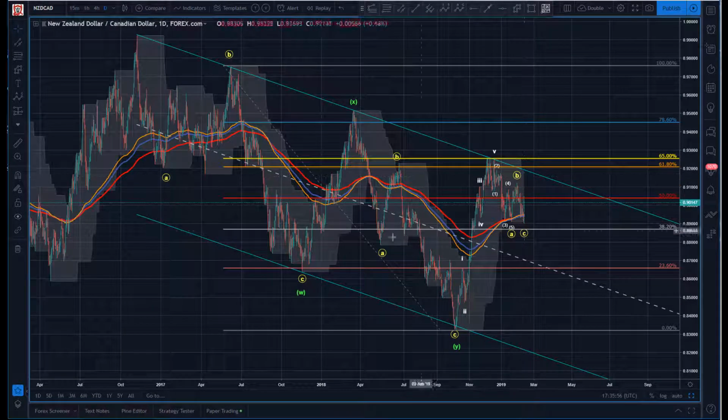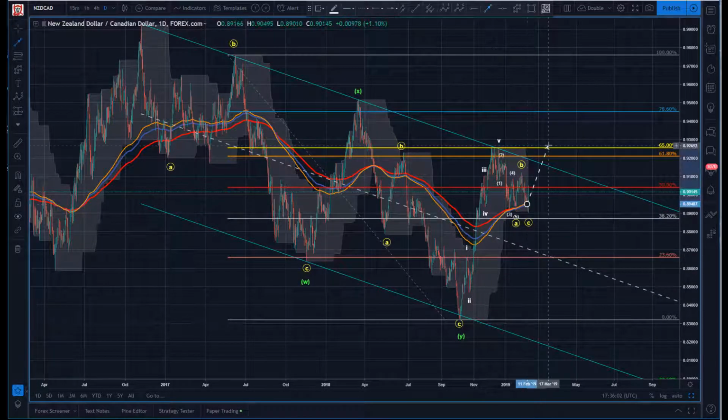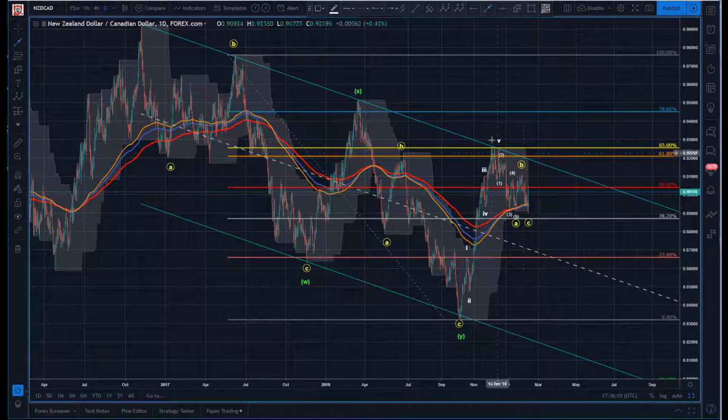Do you want to buck that channel? Do you want to go against that channel? Well, nothing says that we can't break it. But why would you anticipate that? Wouldn't your anticipation be that this is the pivot at the golden zone at the edge of the channel, and that the anticipation would be more down?